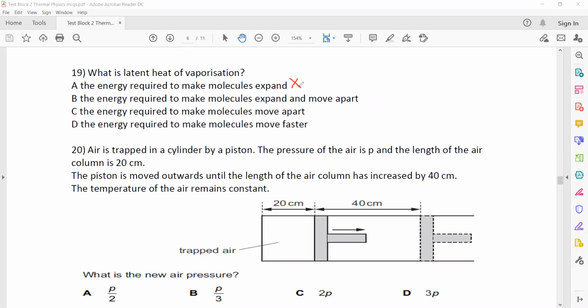That's totally wrong. Molecules cannot be expanded. A substance, like a solid, liquid, or gas, can expand, but not the molecule. Molecular size remains the same. Energy required to make the molecule expand and move apart: move apart is right, but the molecule cannot be expanded, so that's why this statement is wrong. Energy required to make the molecule move apart, that's true. Energy required to make the molecule move faster is for changing temperature, but in latent heat there is no change in temperature, there is a change in state only. That is why C is the correct answer.